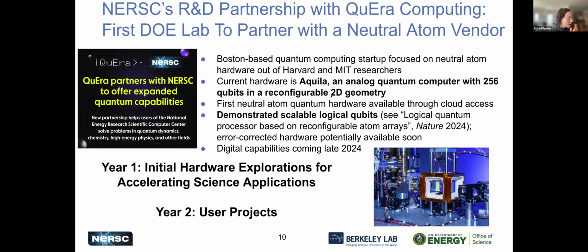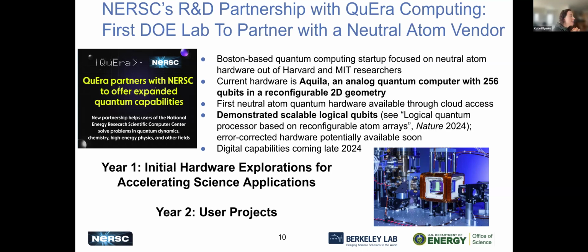And as I mentioned, our first partnership with a quantum hardware vendor was with QuEra Computing. So this is a Boston-based quantum computing startup that came out of researchers from MIT and Harvard who had a lot of experience doing neutral atom experiments in the lab. And they built a number of different machines, but the currently available one through the cloud is Aquila. And this is an analog quantum computer that currently has 256 atoms that operate in a reconfigurable 2D geometry. And this reconfigurability is actually quite valuable for a lot of the algorithms that people are trying to run on neutral atoms right now. And this is the first type of neutral atom hardware available through cloud access.